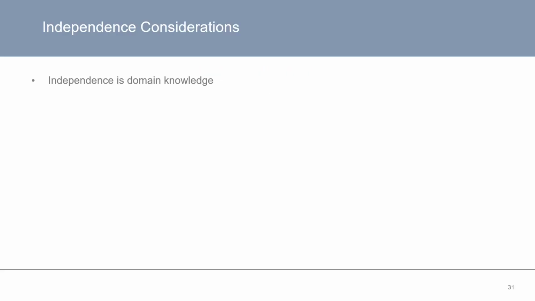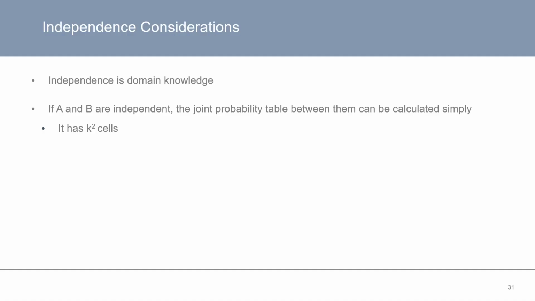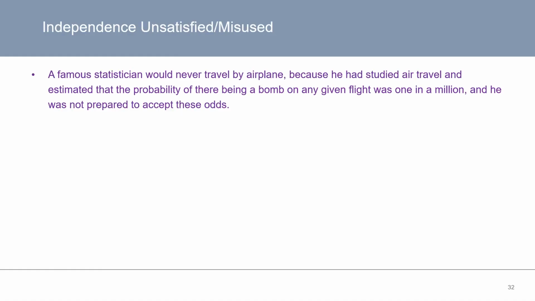Whether variables are independent is in itself important domain knowledge to have on a problem. If in this example A and B are independent, then the joint probability table between them can be calculated quite simply. And this table will ultimately have k to the 2 cells, where k is the number of variables you have. Before diving into situations where independence is not satisfied, let's look at how the assumption of independence could be misused in calculating probabilities.